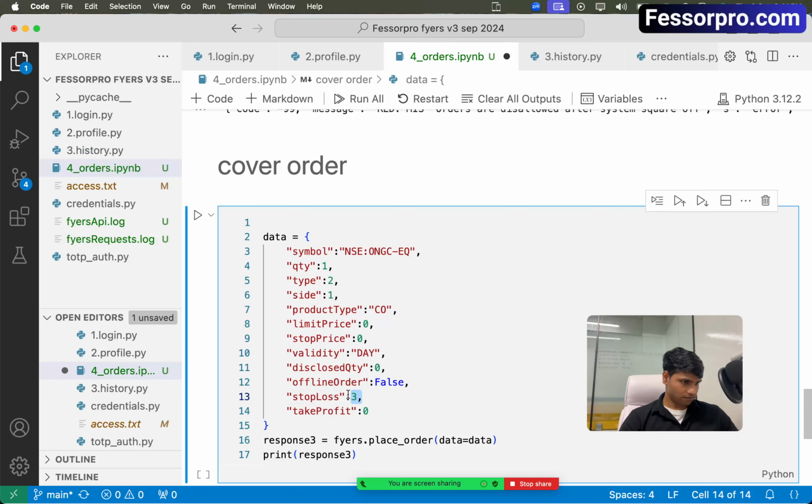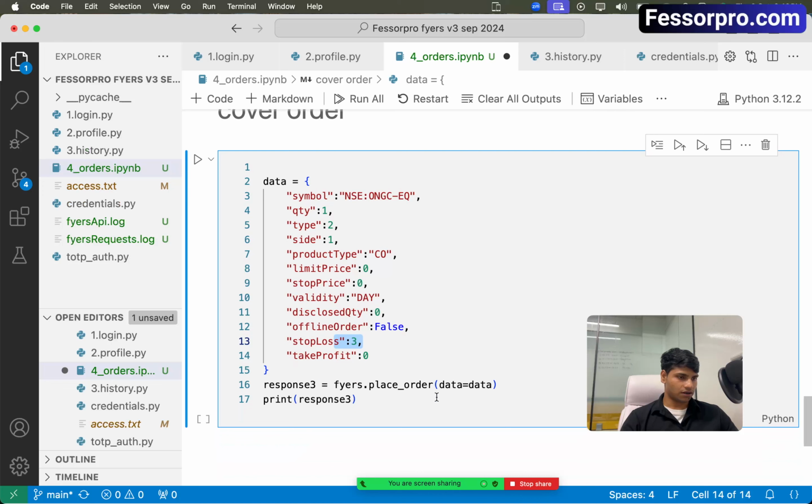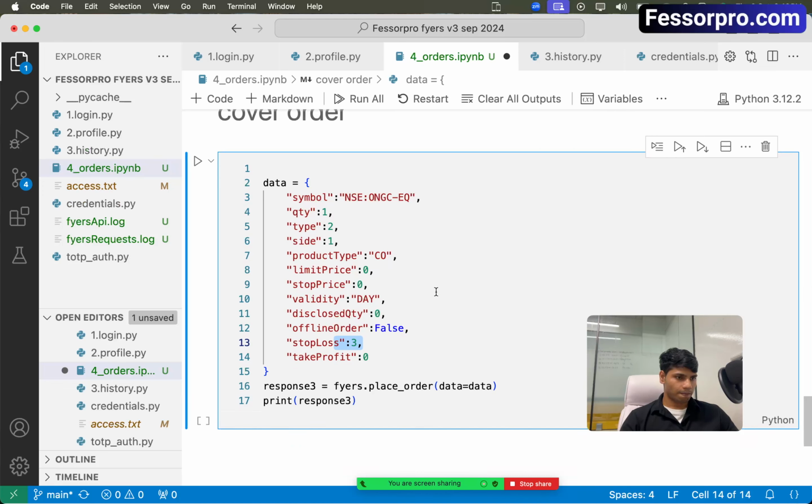So when you write 3, what does it mean? It means if the current price is 100, I want to get filled at 100 and my stop loss will be 100 minus 3, that is 97. So you have to write it in points. If you write 3, it will be minus 3 rupees. Rest all the things are the same. I'll repeat again, when my product type is CO, that is cover order, you have to specify the stop loss. If you write stop loss 5 and the current price is 100, the stop loss will be 95. If the current price is 200 and you write 5, it means 195.